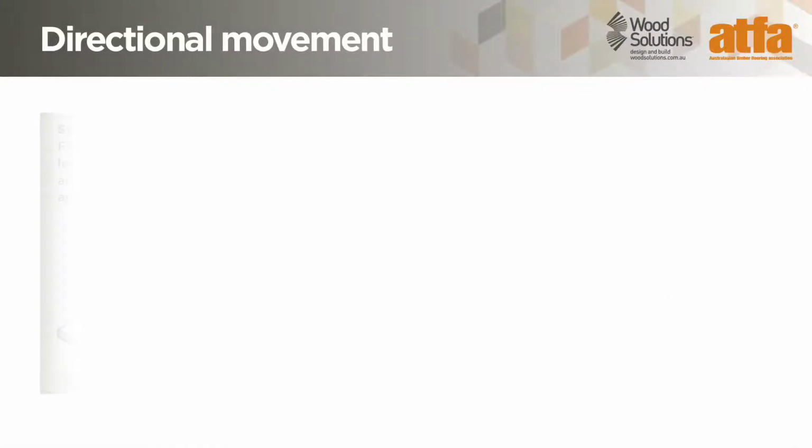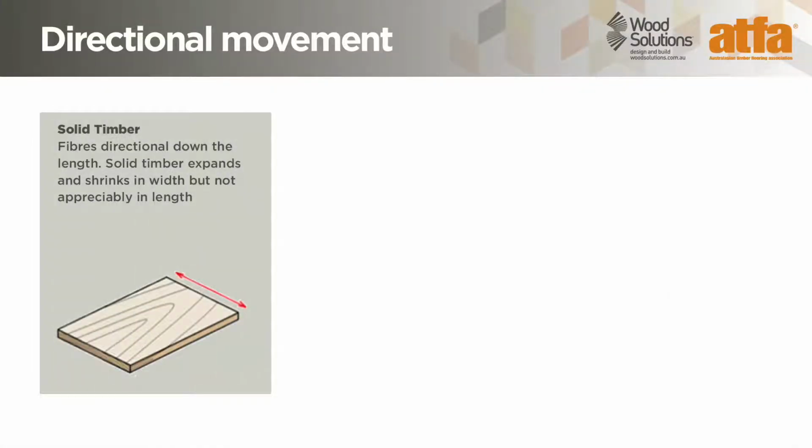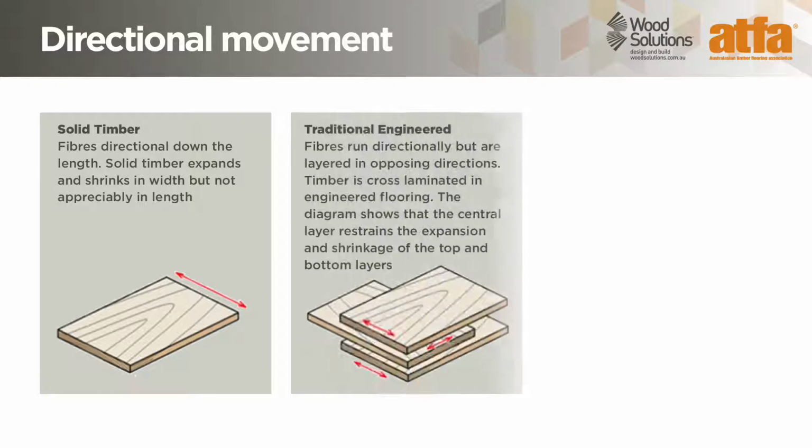As we mentioned in our comparison earlier, different types of timber flooring will experience different amounts of moisture-related movement. Because of their differing properties, they will also experience different types of directional movement. A solid timber board has a grain running along the length of the board, which causes the board to expand mostly in width and very little in length. An engineered timber board is a composite of timber sheets with different grain orientations, which help to restrain movement.